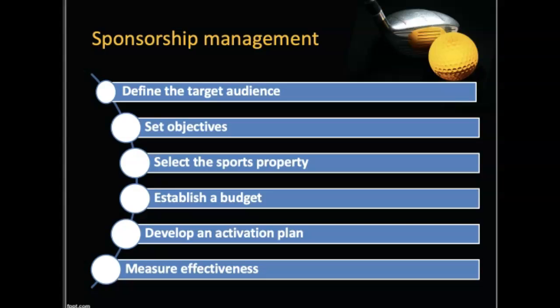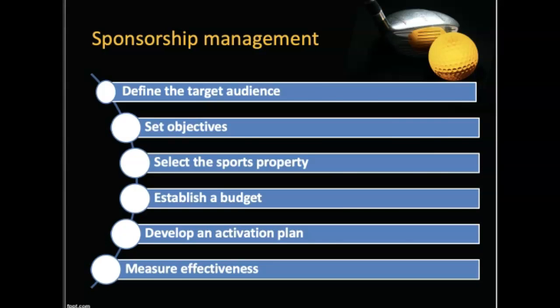Third, we select the sports property. We compare the similarities and differences between all the different proposals. We also establish a budget, understand how much money we have to pay for these collaborations, and develop an activation plan to maximize the value of the sponsorship. The last part, obviously, is to measure the effectiveness of the sports sponsorships. So let's look at each step one by one.